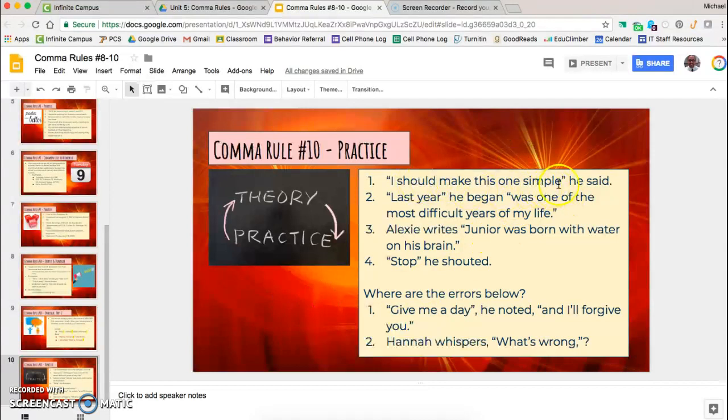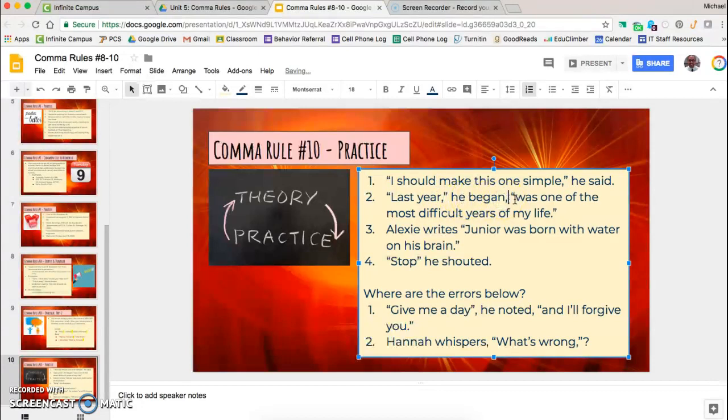For our practice ones, we don't actually have to read them to do these. We just look for where we're switching from a quotation to regular text. So here at the end of, I should make this one simple, we have the end of our quotation. So we'd put a comma before the quotation mark, and he said. Here we have last year, that's the end of our first quotation. He began, and we're going back to the quotation, was one of the most difficult years of my life. Here we have Alexei writes, and then our quotation starts. Again, notice it's comma, then quotation mark. Junior was born with water in his brain. Not an actual quotation, if you were being critical.